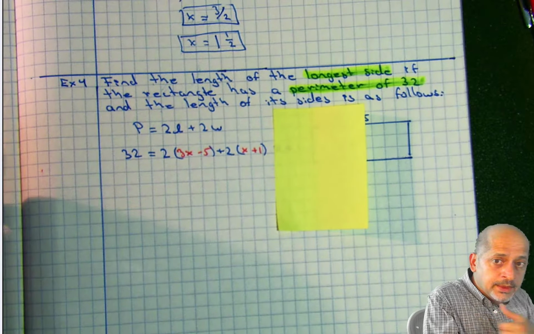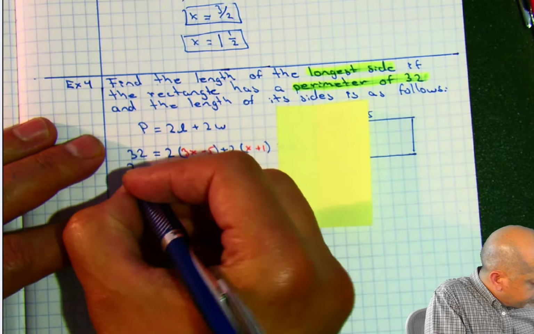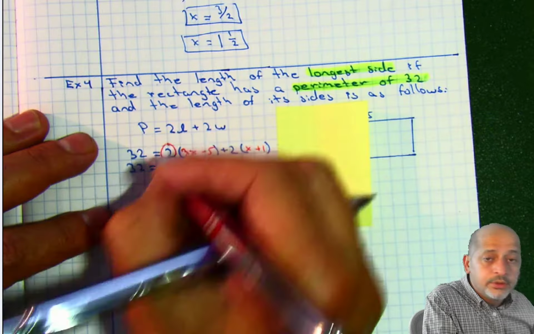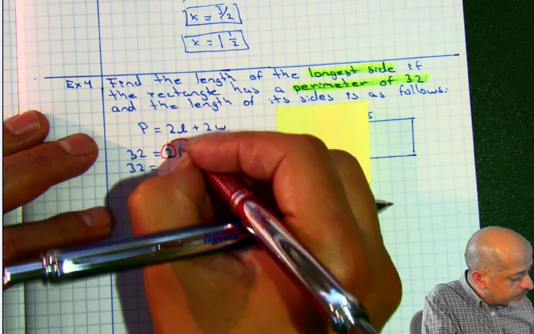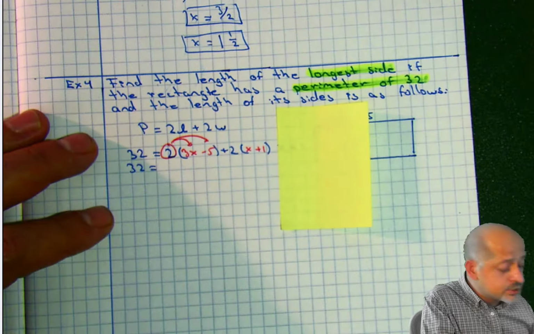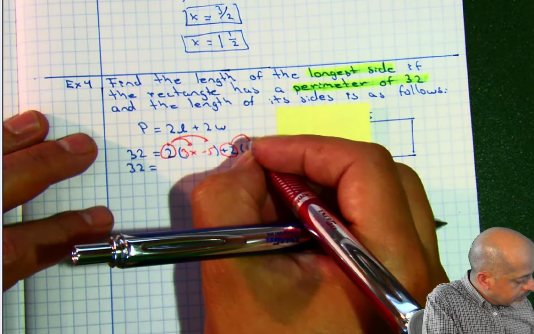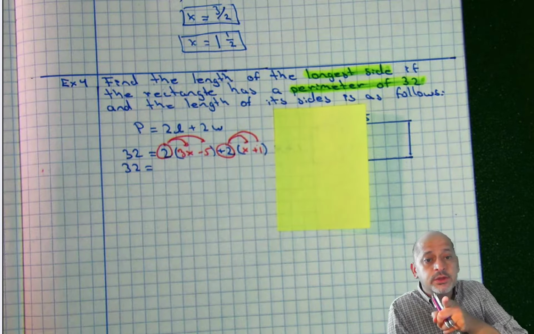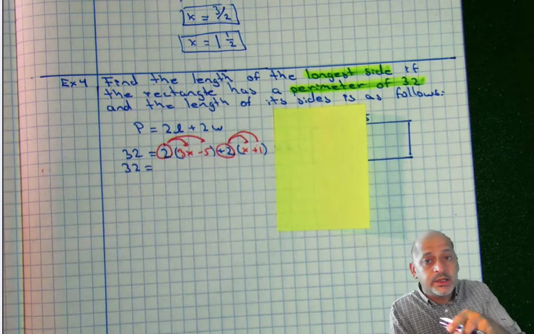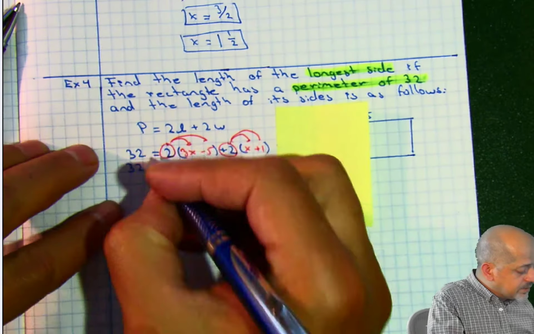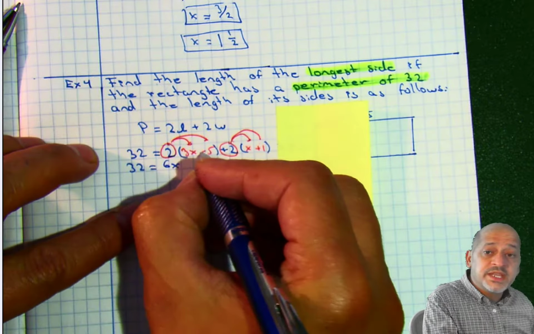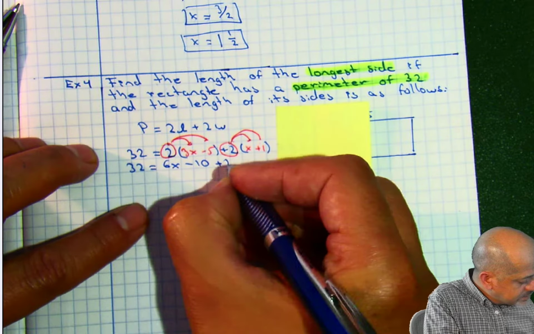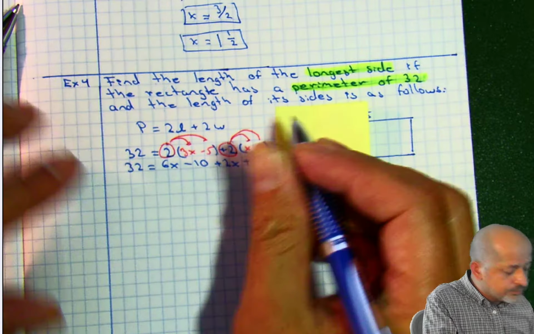Got it? So now I have 32 equals 6x. I'm going to circle my 2, and I'm going to use my distributive property. And then I'm going to distribute the other positive 2. But notice that when I circle it, I do need to make sure that you guys circle not just the 2, but also the positive, because the positive belongs to the 2. So that gives me 6x. 2 times negative 5 is negative 10. 2 times x will give me positive 2x. And 2 times 1 is positive 2.